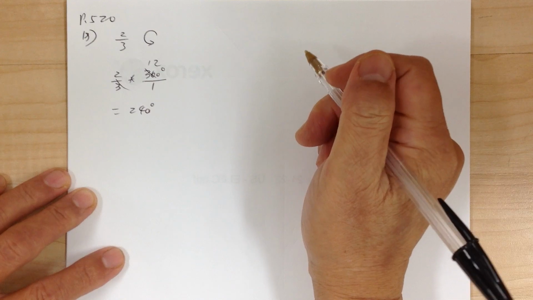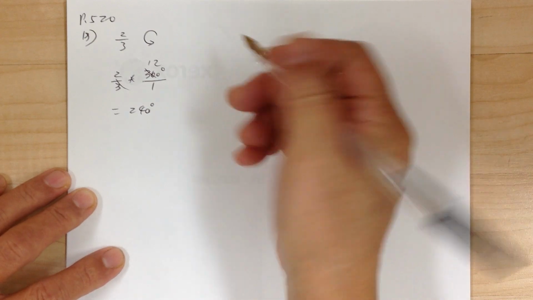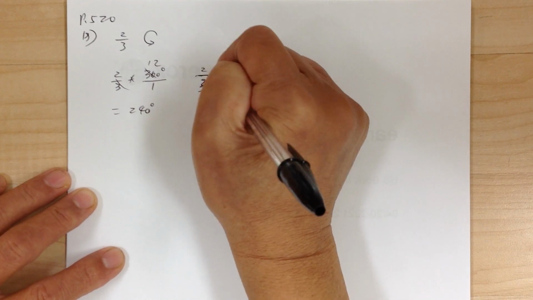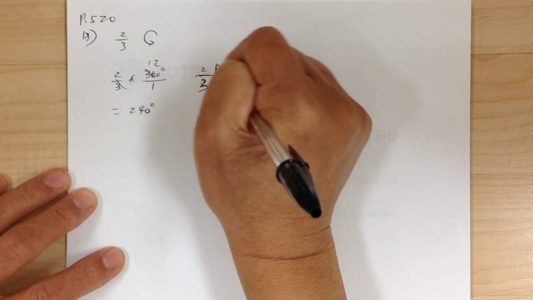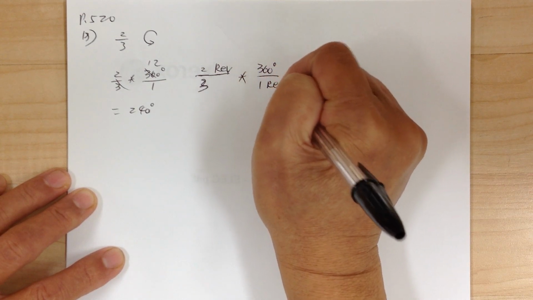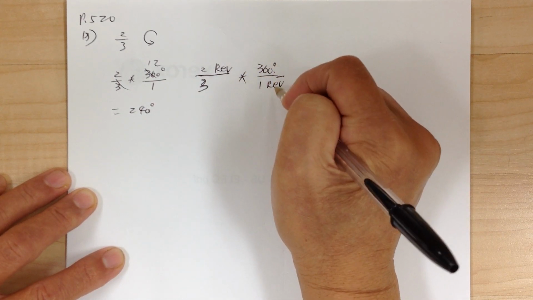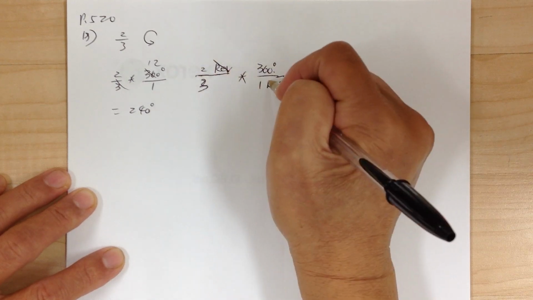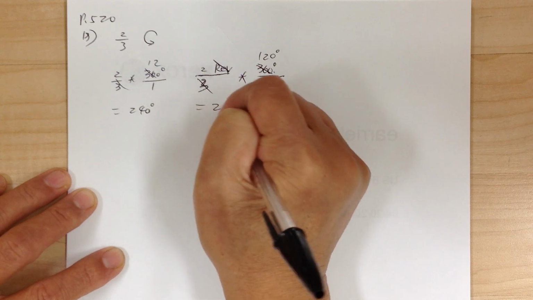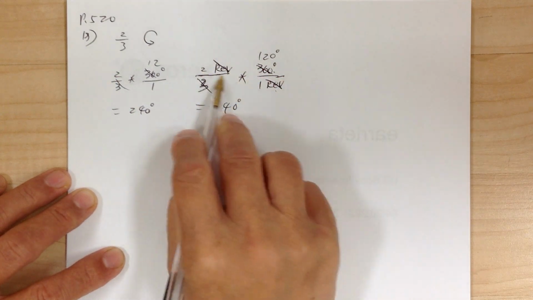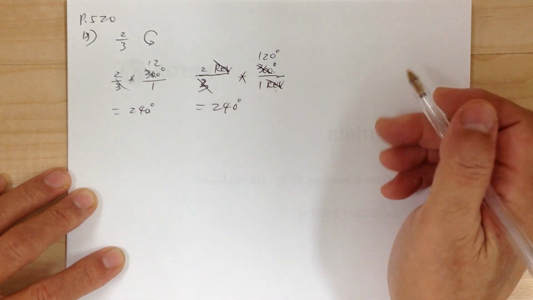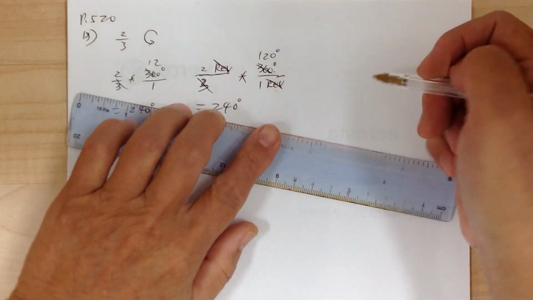Okay. And now if you want to put in a label, to be more exact, you got 2/3 of revolution. Okay, you're going to times it by 360 degrees over one revolution. Okay, again 360 degrees per revolution. So the revolution will cancel out. Okay, and you get 120 degrees. So that's how you get 240 degrees. Okay, so if you put in a label, it'll probably help you to avoid mistakes. Okay, so 240 degrees.